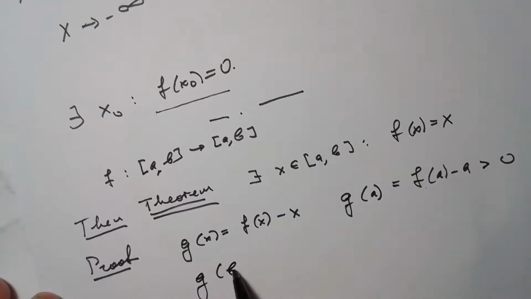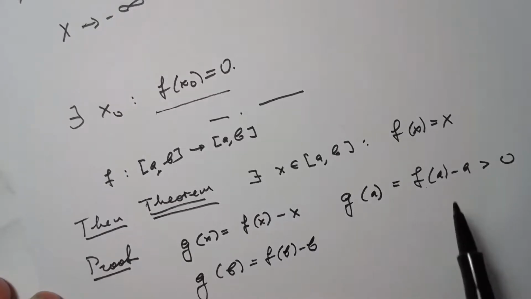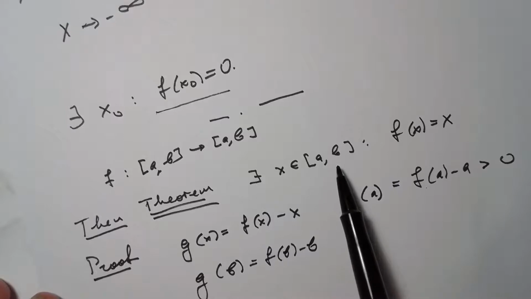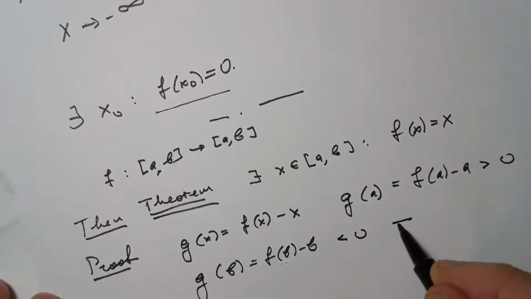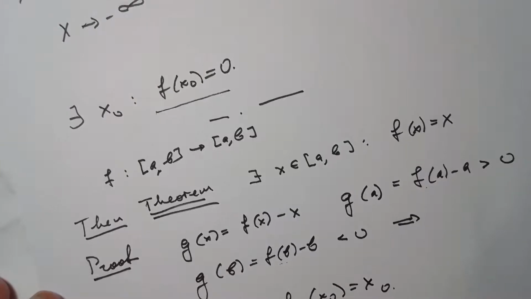Likewise, if I look at g of b, which is equal to f of b minus b, b is the greatest possible value that the function can have. So f of b must be less than b, and therefore this is negative, and the conclusion is, once again, that there exists a point x naught between a and b such that f of x naught is equal to x naught. Okay, so this is called the fixed point theorem.